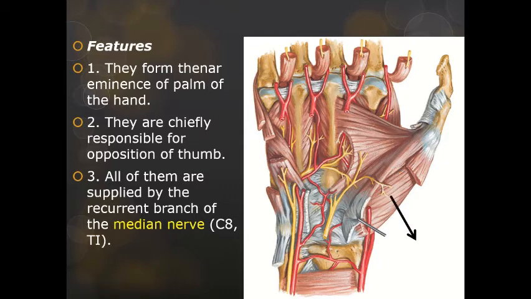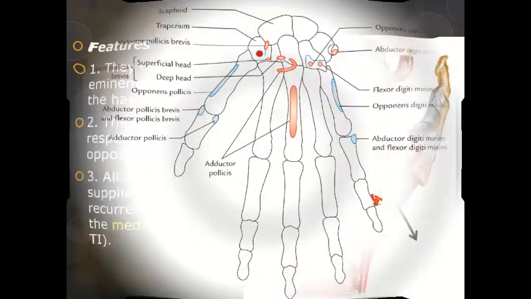This is nothing but the opponens pollicis brevis. The features are they form the thenar eminence of the palm of the hand. They are chiefly responsible for the opposition of the thumb. Opposition of the thumb means touching the other digits' tips: with the help of the thumb, if you touch the other digits' distal phalanx, that is nothing but the opposition movement. So all of them are supplied by the recurrent branch of the median nerve. There are three muscles supplied by a recurrent branch of median nerve.